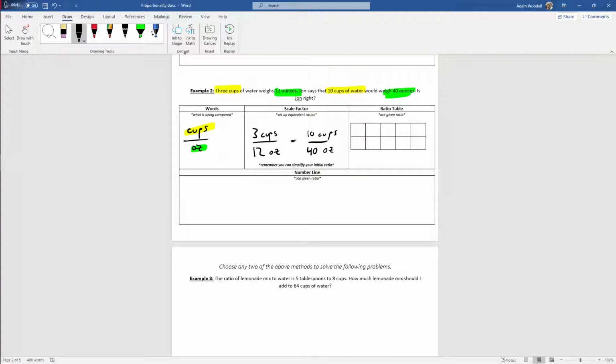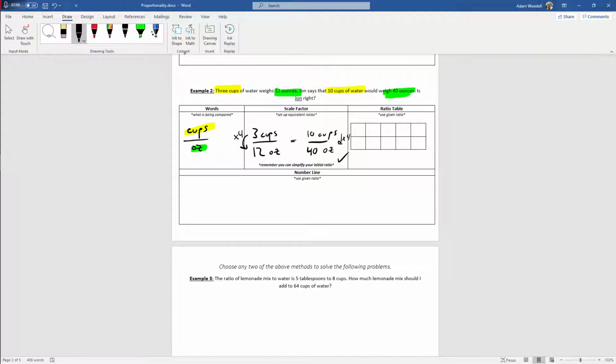So again, the horizontal relationship doesn't really seem like it's going to work very well. So let's go with this vertical relationship. How do I get from 3 to 12? Well, that's easy. I'm just going to multiply by 4. So if that's my relationship, I should be able to multiply these numbers by 4 as well, and it should work out. 10 times 4 is 40. Awesome. It looks like it's a ratio. It is an equivalent fraction, so we're good here. It looks like John is right.